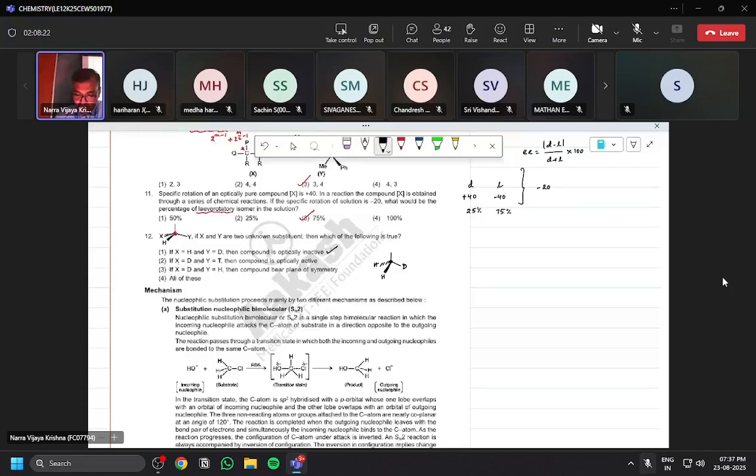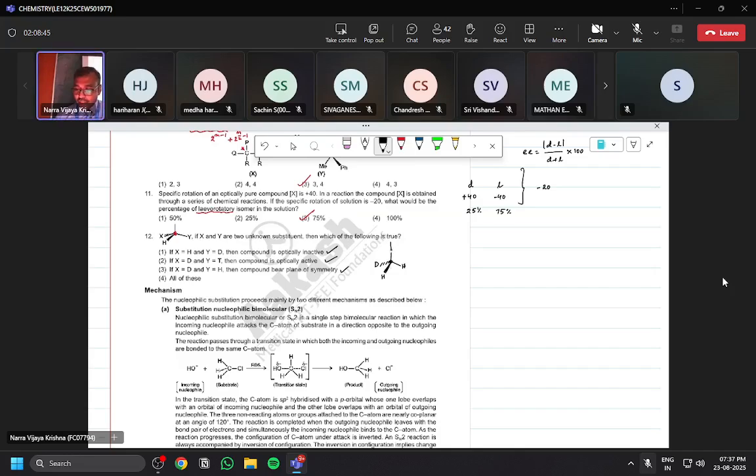If X is D, Y is T. Yes, chiral carbon. Then optically active, correct. If X is D, Y is H, then it is optically inactive because there is a plane of symmetry. Response, sir. Plane of symmetry.